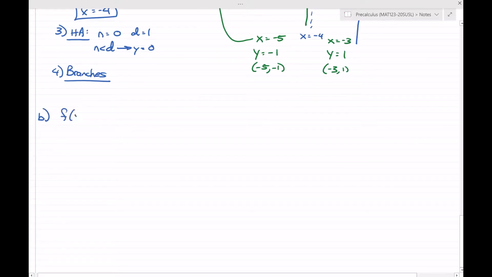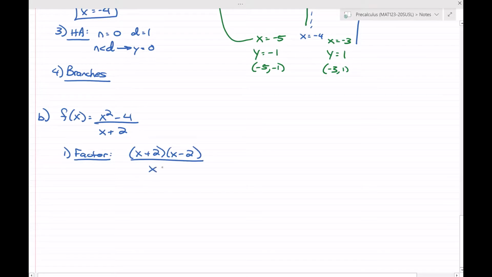So we had f of x is equal to x squared minus 4 divided by x plus 2. First step is we're going to factor. And the top is a difference of perfect squares, so x plus 2 times x minus 2 divided by x plus 2. Well, those cancel, so we're going to get a hole on the graph when x plus 2 is 0 or x is negative 2, which reminds me, I think I forgot that on the last one.